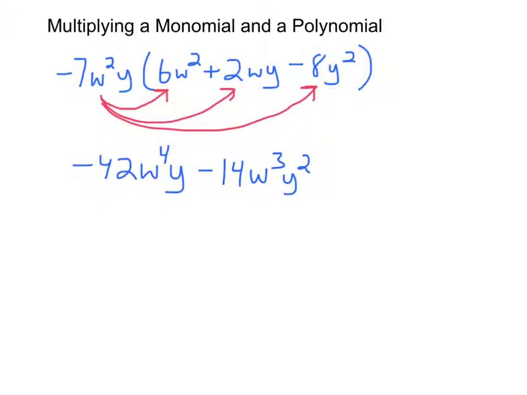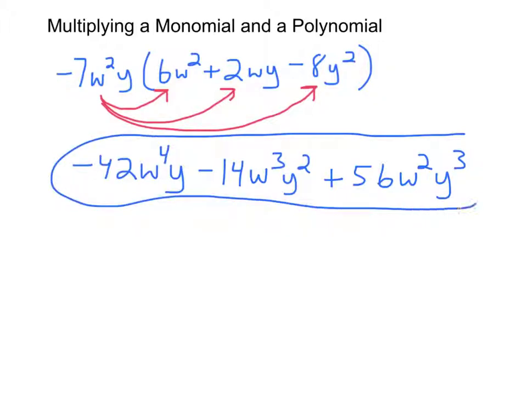And then you go to the last one, so it's negative 7w squared y times a negative 8y squared. Now a negative times a negative is a positive answer, so we'll write plus 7 times 8 is 56, and it's going to be w squared. And then we have y to the first times y squared, so that would be y cubed. And that would be your answer.